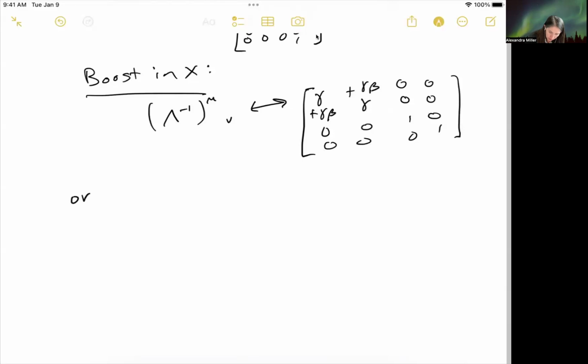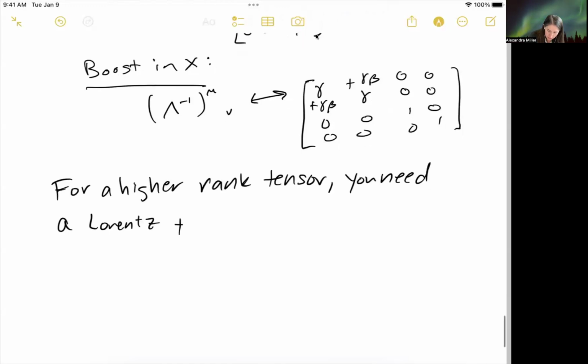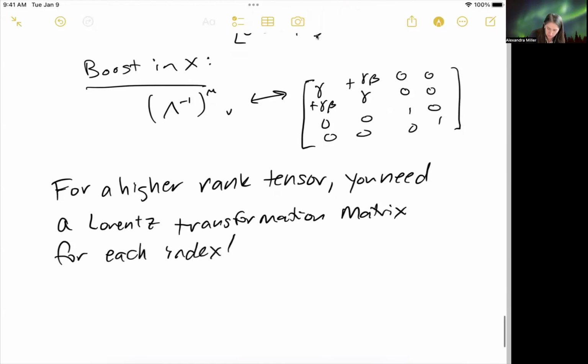So for a higher rank tensor, you need a Lorentz transformation matrix for each index. You should think about each of these matrices as transforming one of our indices. This will become clearer as we start to see examples. But I'll just leave it at that for now so that you know how to deal with higher rank objects.